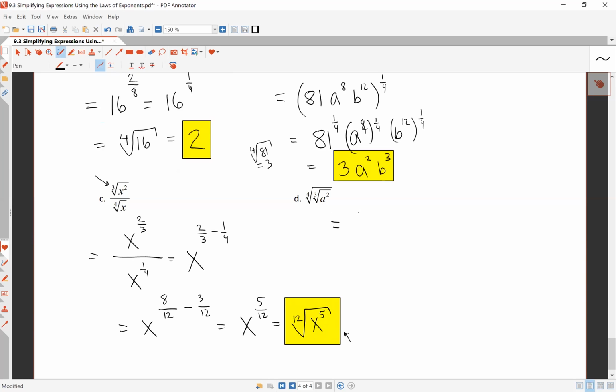And letter D, the 4th root of something is a power of 1/4 on that something. Cube root of something is a power of 1/3. Or we could think of it as a to the 2/3. Power to a power, we multiply 2/3 times 1/4. 2 goes into 2 once, into 4 twice, and we're left with a to the 1/6, which results in the 6th root of a.